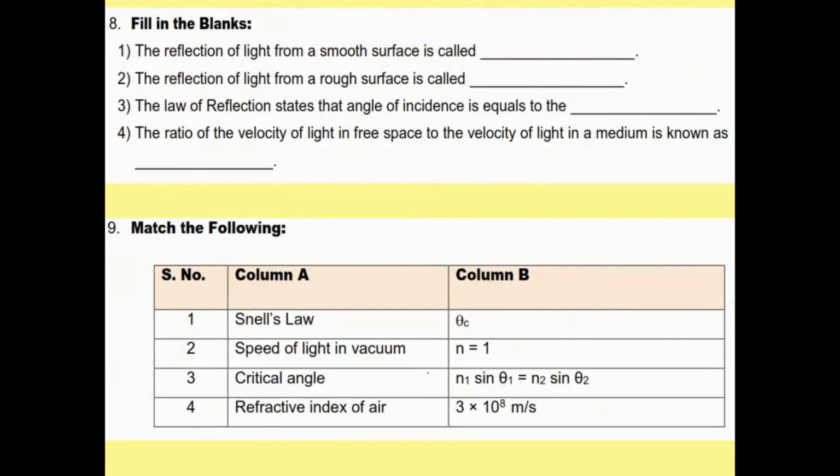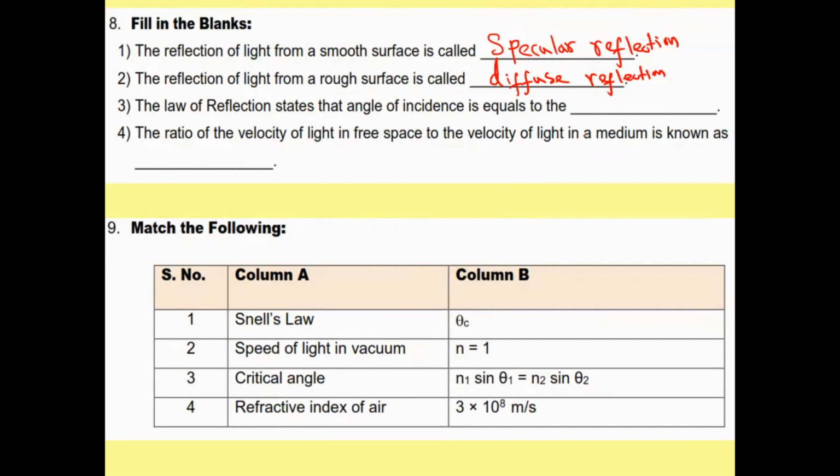Fill in the blanks. The reflection of the light from the smooth surface is called, we have studied in the theory, when we studied the concept of reflection, we studied two cases: the reflection of the light from the smooth surface, and the reflection of light from the rough surface. These first two questions we already studied in the theory class. Generally, if the light reflection is on a smooth surface, that reflection is called specular reflection. Likewise, the reflection of the light from a rough surface is called diffuse reflection. So this is the answer for the first question.